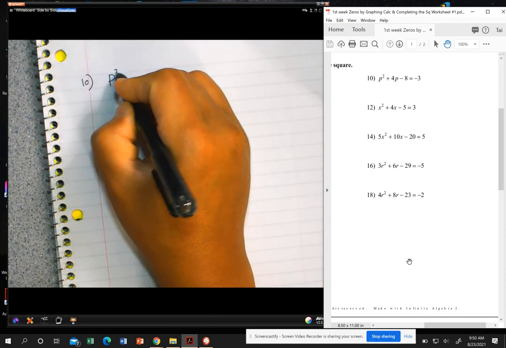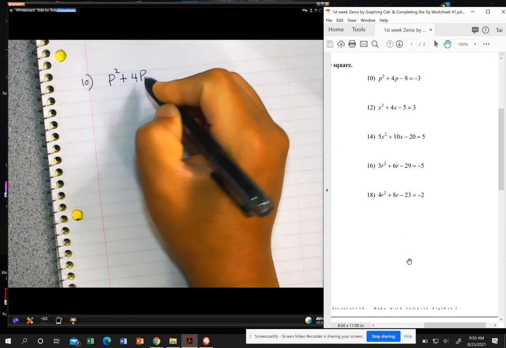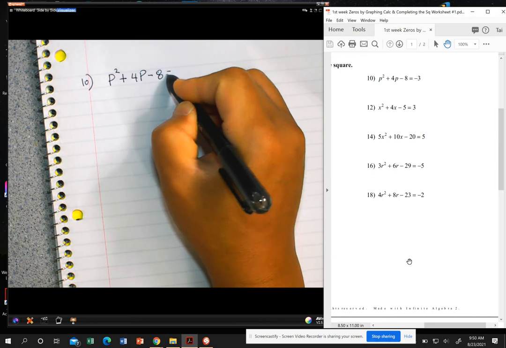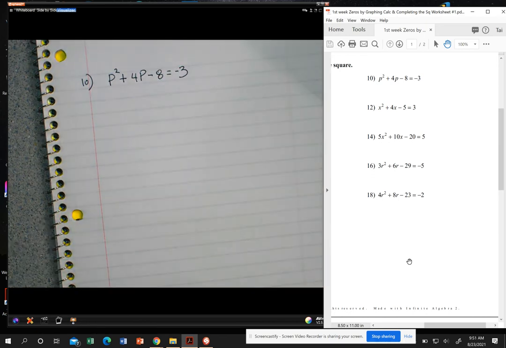I'm not going to write down the steps. Is that okay with you guys? I'm going to refer to the steps that I wrote down, but I'm not going to write step number 1, step number 3, and so on. Is that okay? All right.